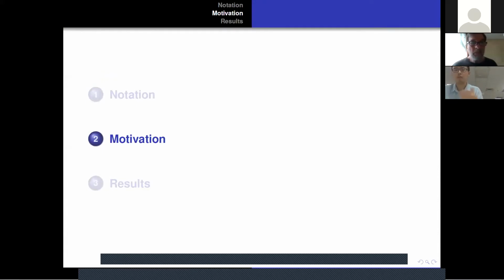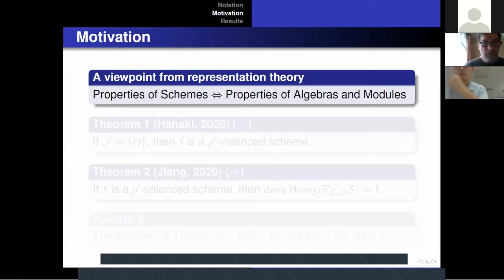And now we consider the motivation. Firstly, I want to mention a well-known point from representation theory. If we have some results for scheme theory, we want to find the corresponding results for algebras and modules. And if we have some results in algebras and modules, we want to go back to scheme theory to find the corresponding results. So we want to get such a connection between the two fields.